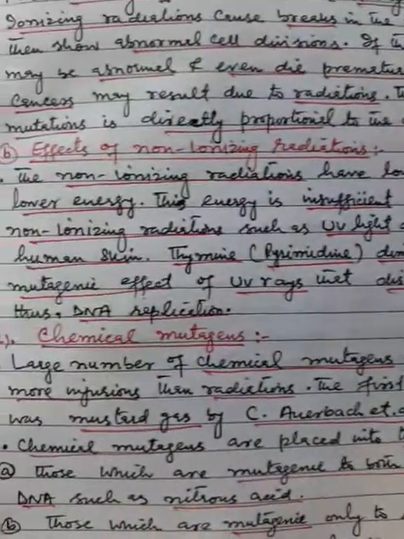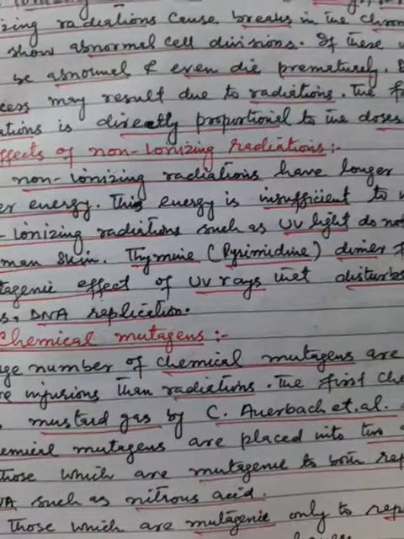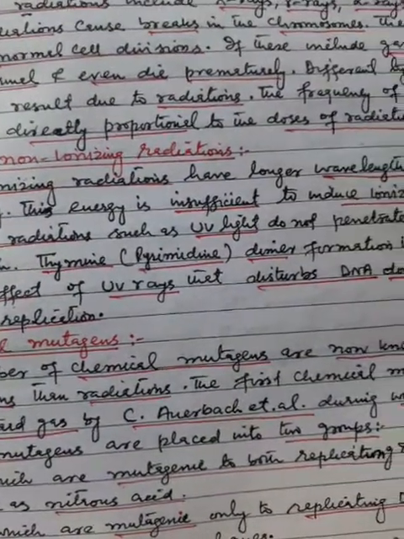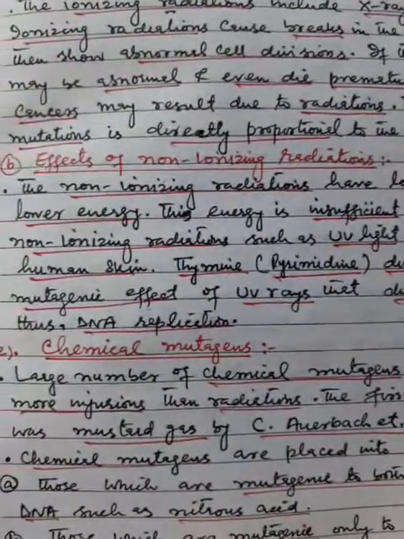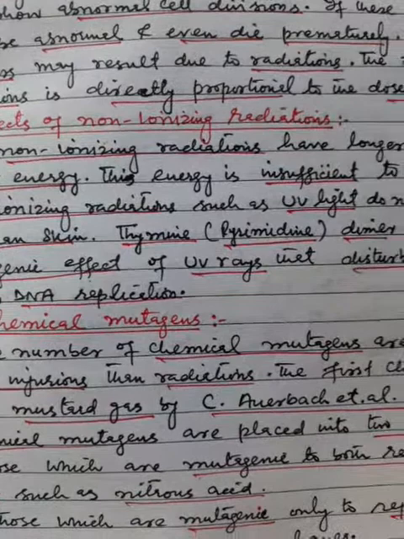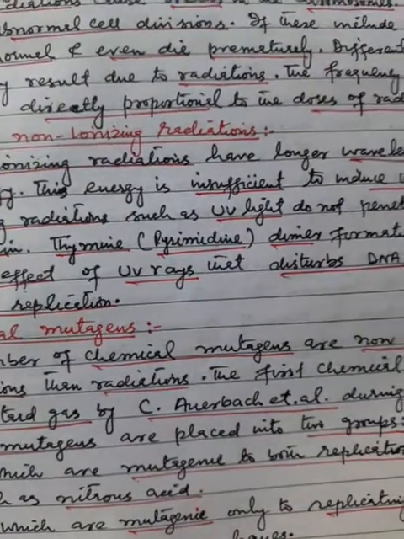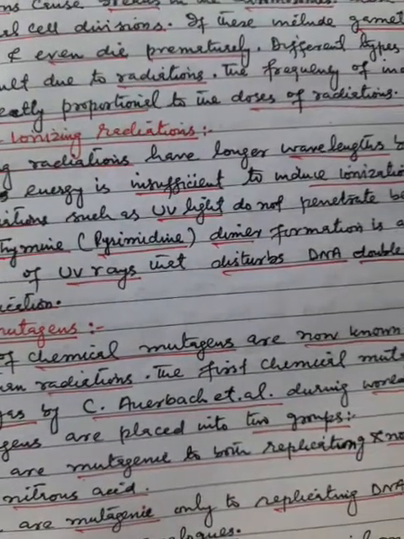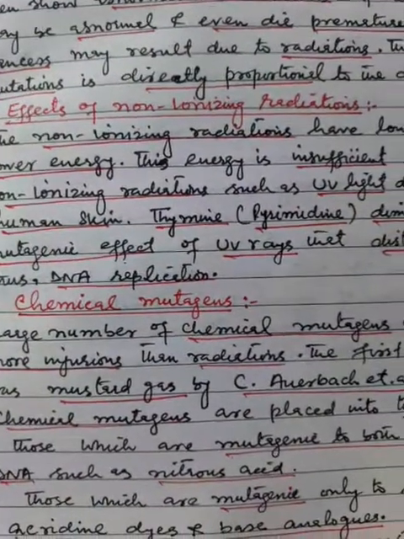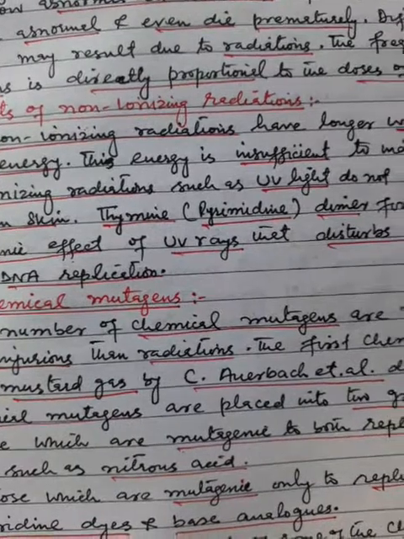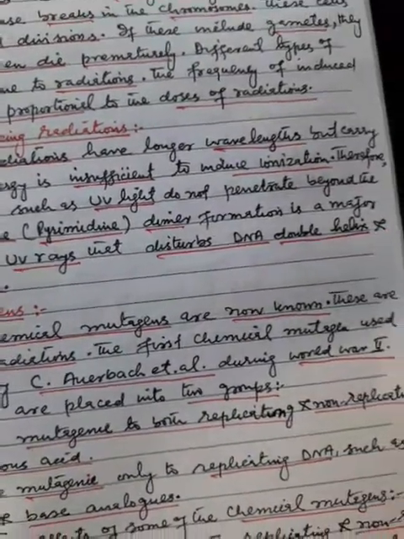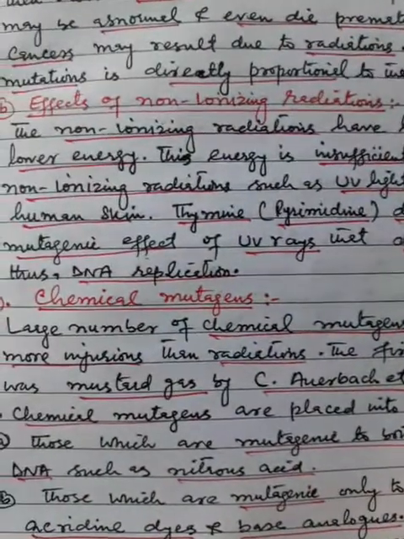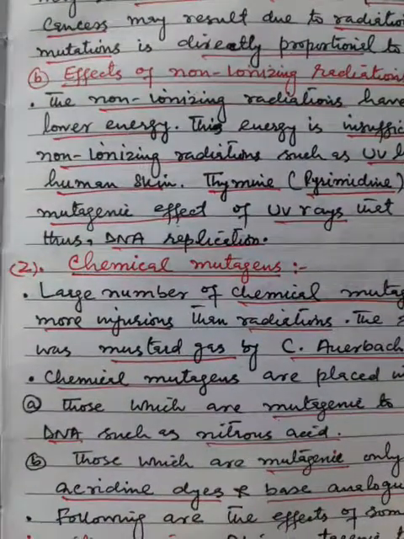Therefore, non-ionizing radiations such as UV light do not penetrate beyond the human skin. Thymine pyrimidine dimer formation is a major mutagenic effect of UV rays that disturbs the DNA double helix and thus DNA replication.